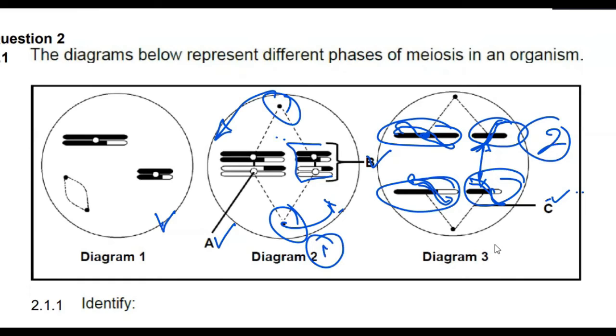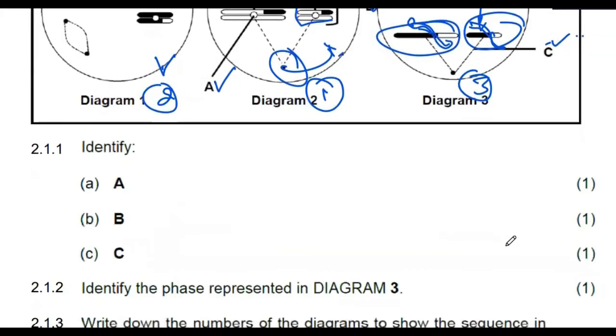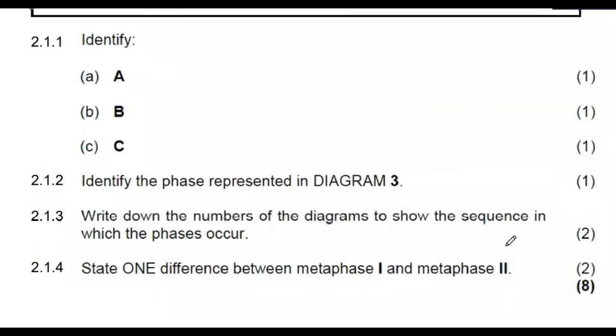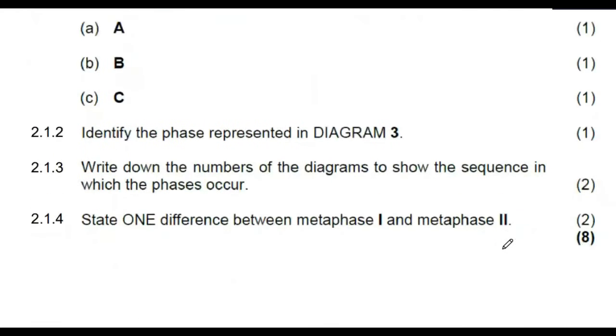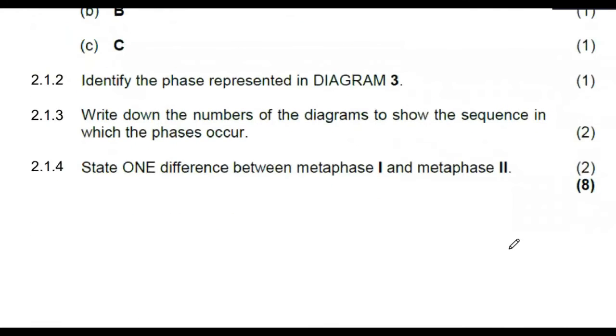And then this one is prophase 2. And after prophase 2, they separate, so it's going to be 1, then 2, and then 3. So when you are writing the numbers here, it's going to be diagram 2, diagram 1, and then diagram 3.